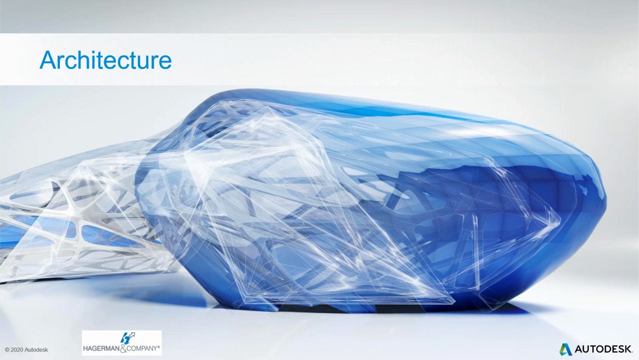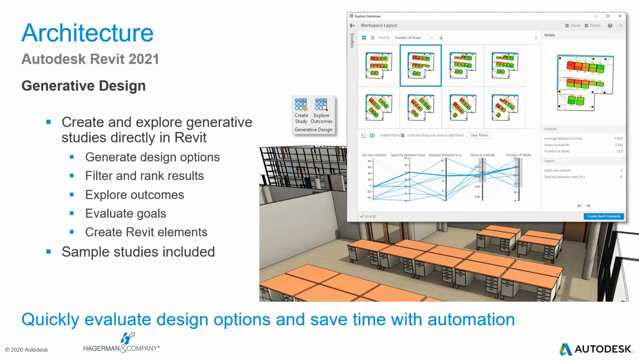So now let's go ahead and take a look at some of the features of 21 that have been added specifically for architects. I would say of all of the new features added, this has by far been the most fun to play around with. Generative Design is a design exploration process to quickly generate and evaluate high-performing design alternatives.